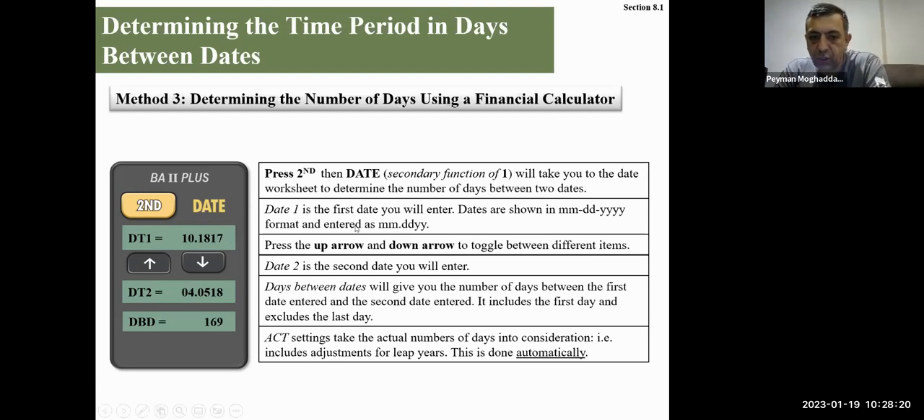So let's do that together. I have my calculator in front of me. I turn it on. I put second and date, second and number 1, and then I have DT1. I will put 10.1817, and set enter. As soon as I put enter, automatically the date is going to be 10/18/2017, and then I use the arrow down key for date number 2. This is going to be 04.0518, and then I set enter, and it's going to be set there, and then I go down to DBD, and then I push CPT. As soon as I push CPT, I will have 169.